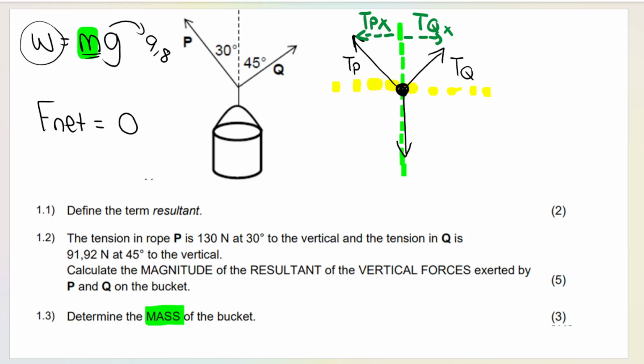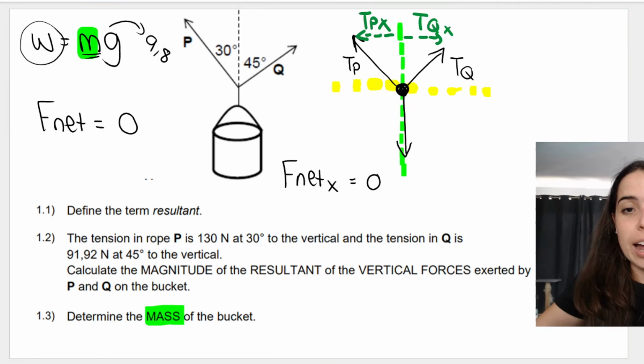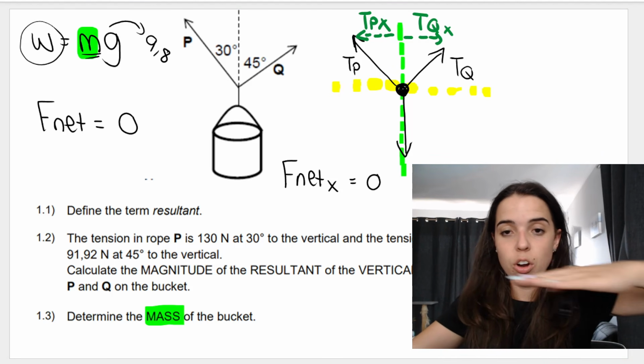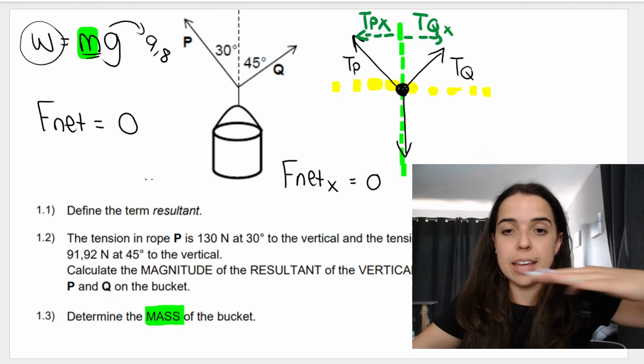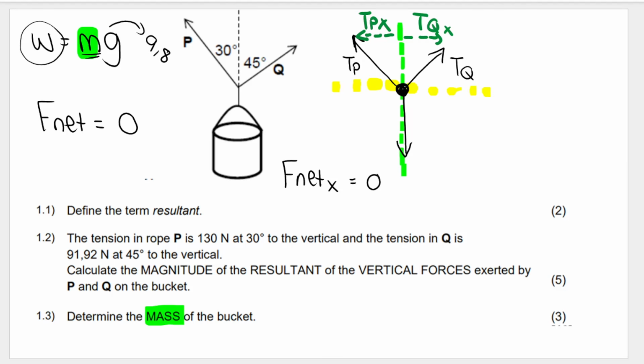And what is important to note, remember we said F net in the X direction is 0. What that means is if I take all my forces acting left or right, along this horizontal axis, and add them together, it must give me 0. And which two forces are acting left or right? TPX and TQX. If I add those together, TPX plus TQX, it'll give me 0. And it should make sense.